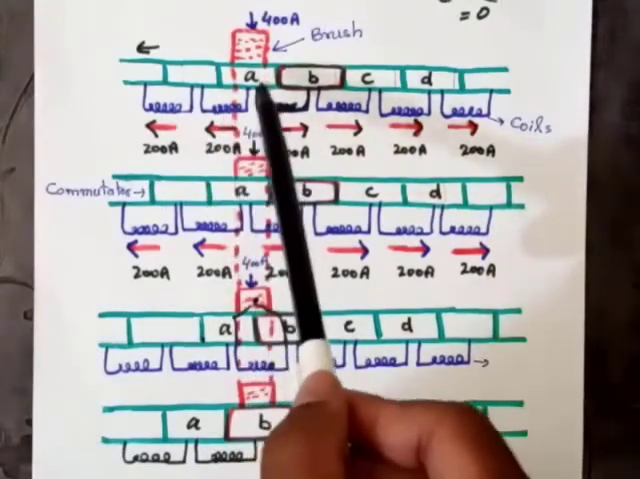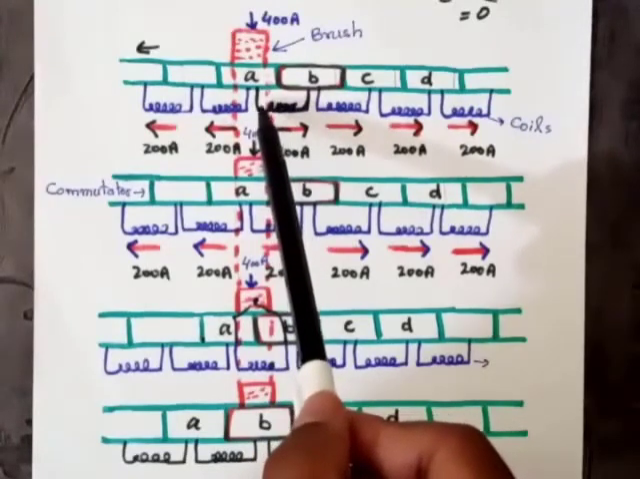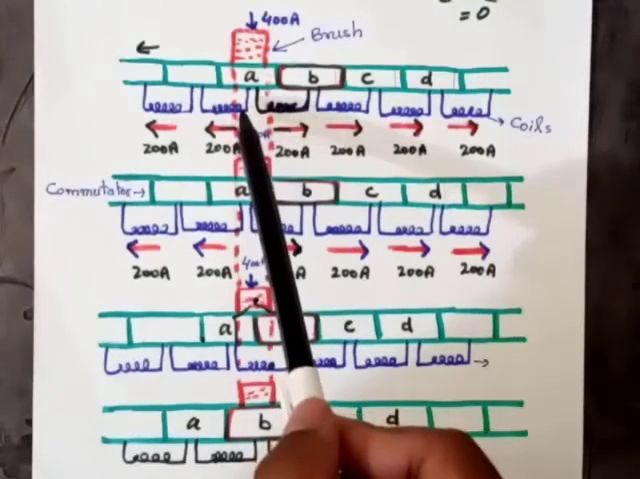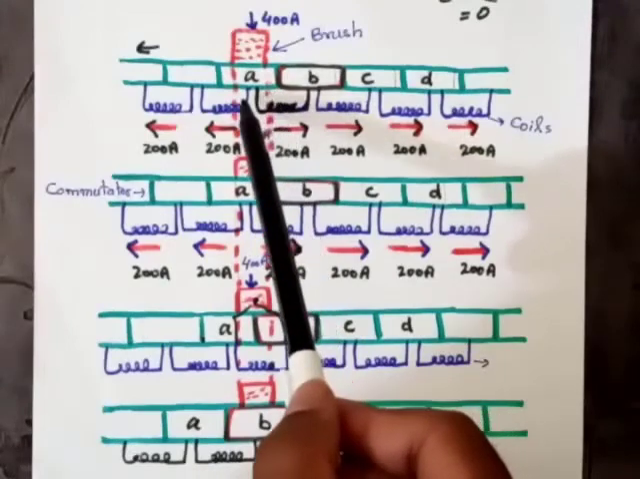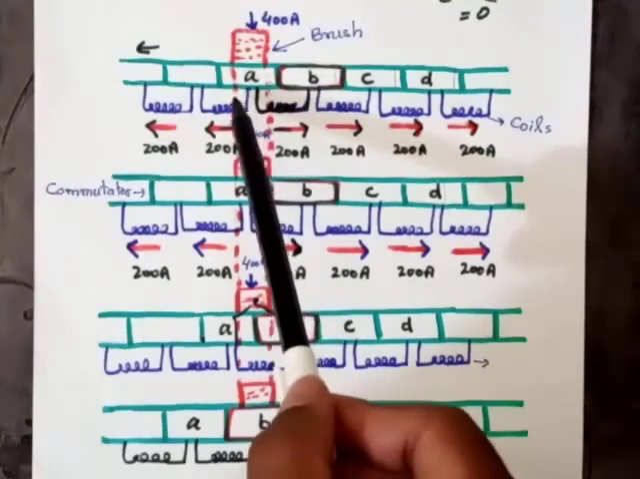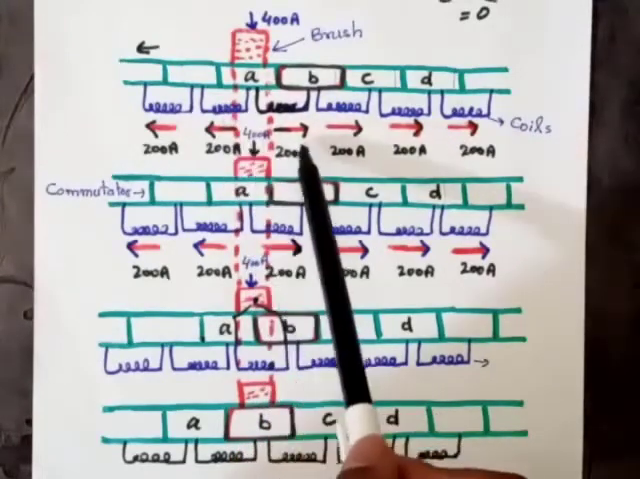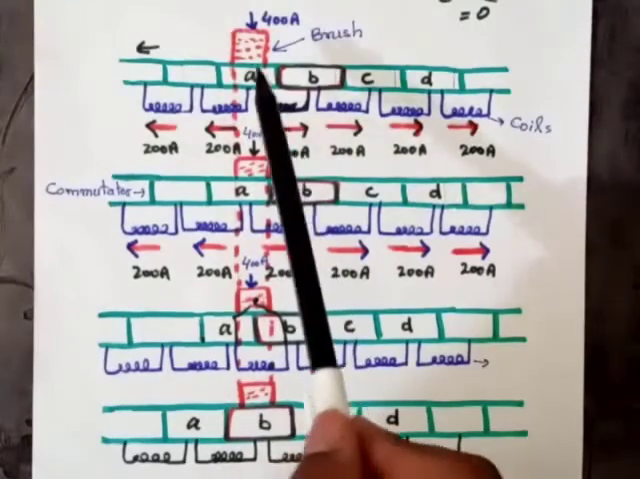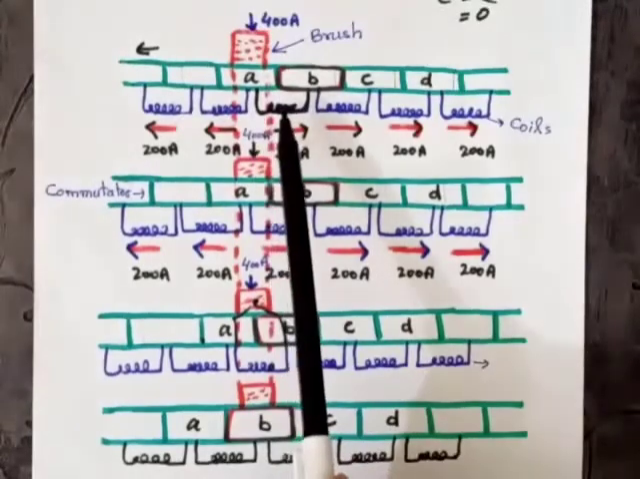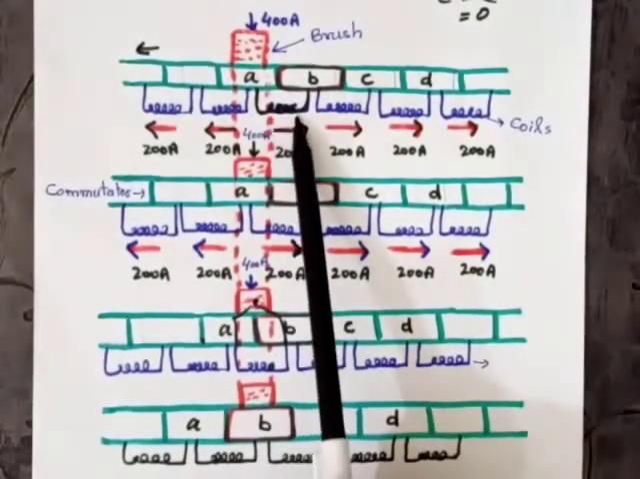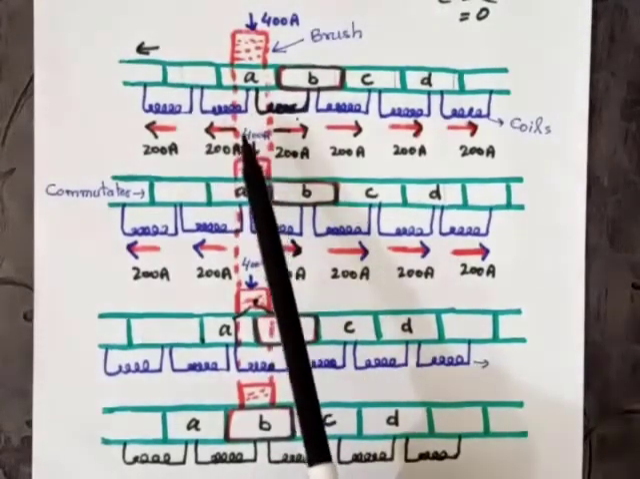At every point of the brush, there are two parallel paths. This is path number 1 and this is path number 2. This path is closer to that end of the brush, and this path is closer to that end of the brush. Both are having 200 ampere current each. Total current is 400 ampere, and the current is divided into two parallel paths. That's why here the current is 200 ampere and here the current is 200 ampere as well. Now let us see what happens to the coil.